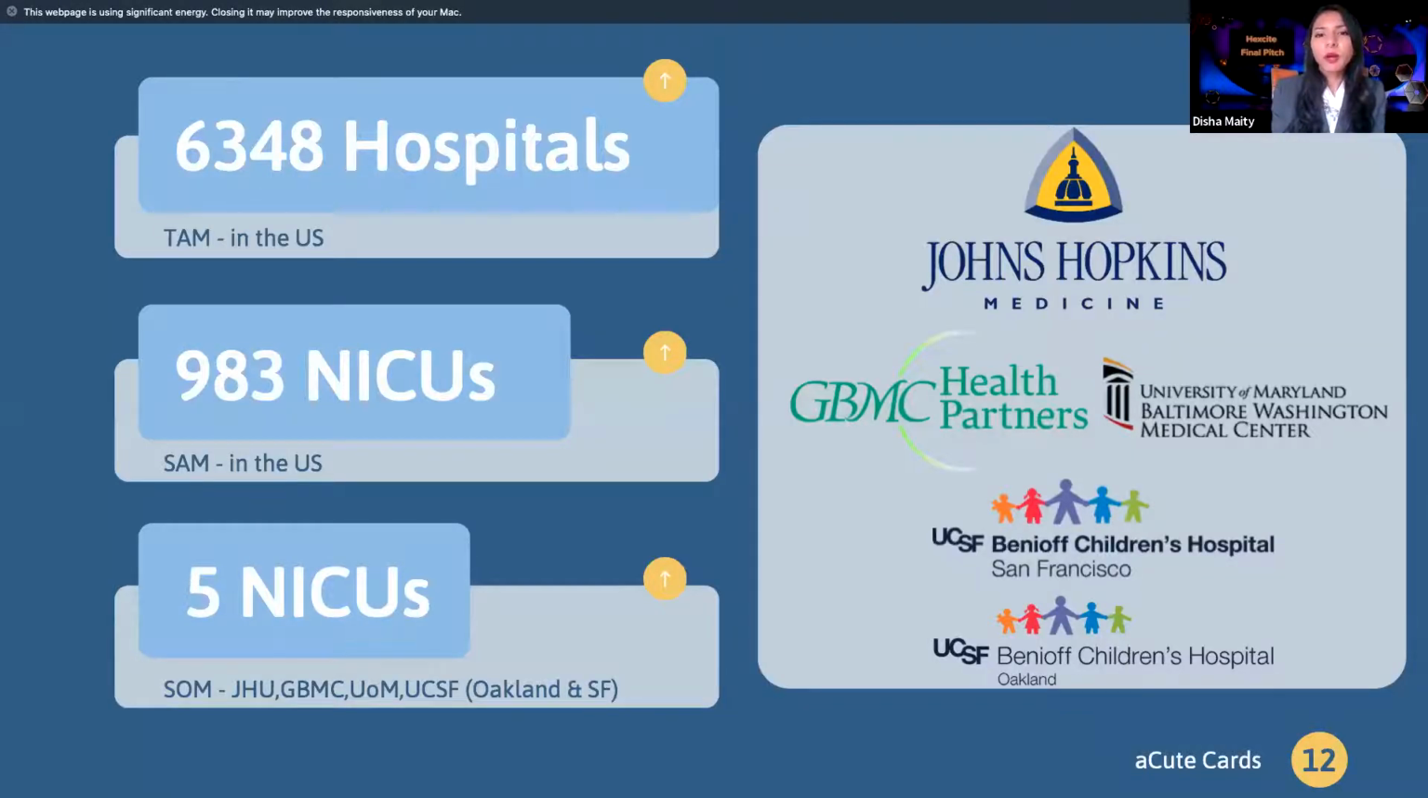Our initial target market will be 5 of our local hospitals and partners, such as Hopkins, GBMC, U of M, and UCSF, who we've actively been collaborating with over the past 4 months. Finally, we have identified that the US has 983 NICUs within the over 6,000 hospitals, which will also need our help.